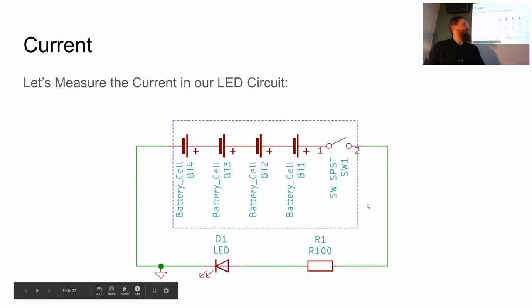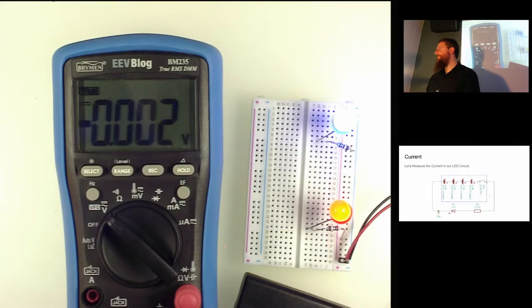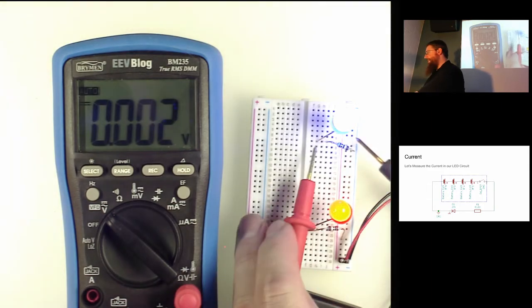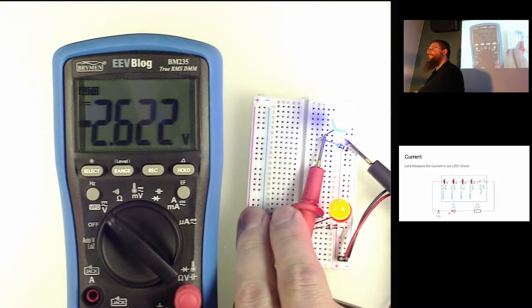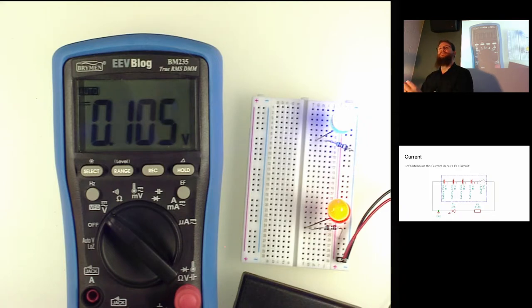So I'll leave the schematic back up. John, if you would like to engage the projector again. So like I said, current is a through variable. So if I want to measure current, I can't just touch wires in a circuit like I do for voltage. I have to insert my meter in the way of that current so that the electrons will flow through the meter in order to measure it.